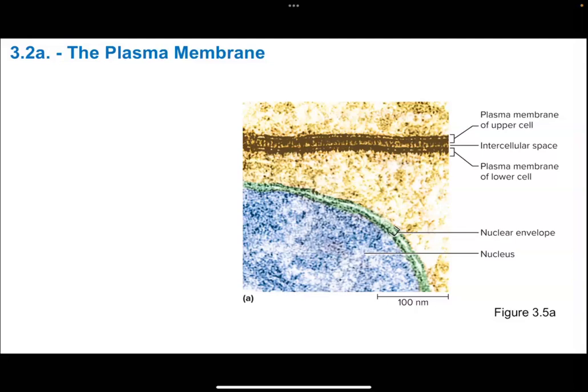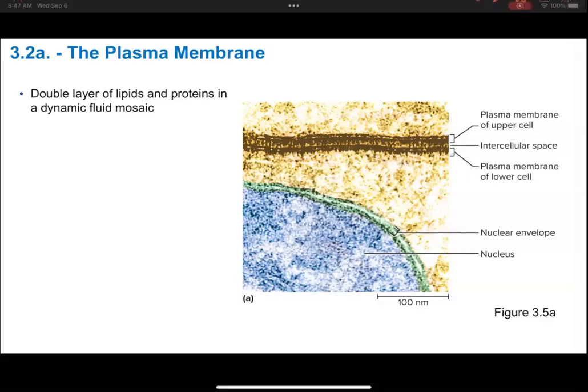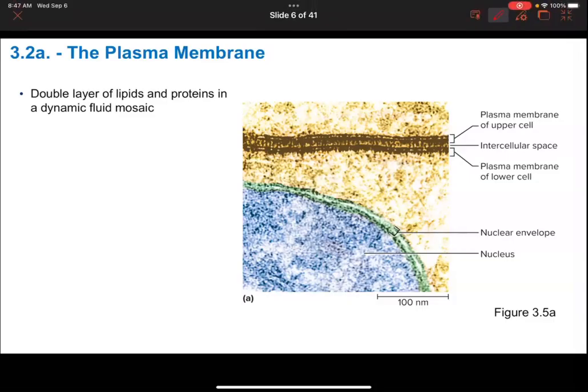Starting with the first component of the cell is the plasma membrane. This is the boundary from the inside of the cell from the rest of the world. It's composed of a double layer of lipids and proteins, which we call a bilayer. And we often call it a phospholipid bilayer because the majority of the membrane is composed of phospholipids, but it also has some proteins in it as well to help perform certain functions.